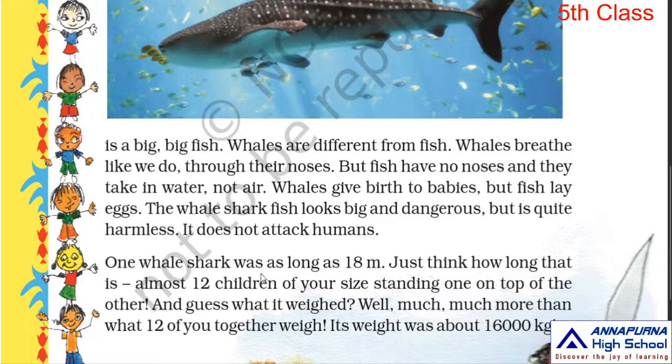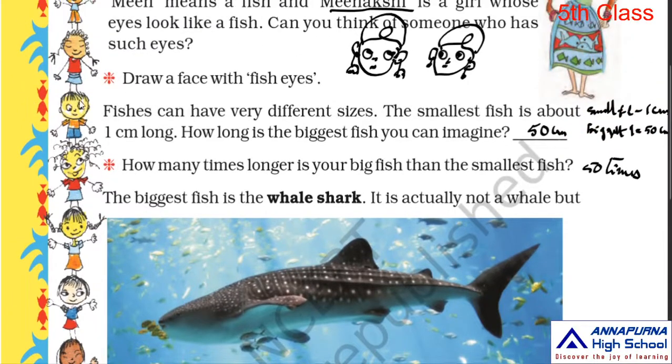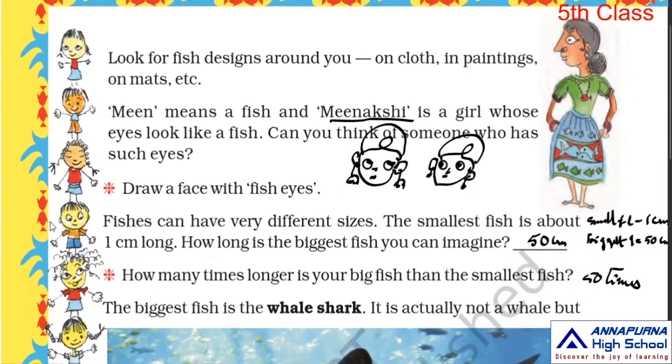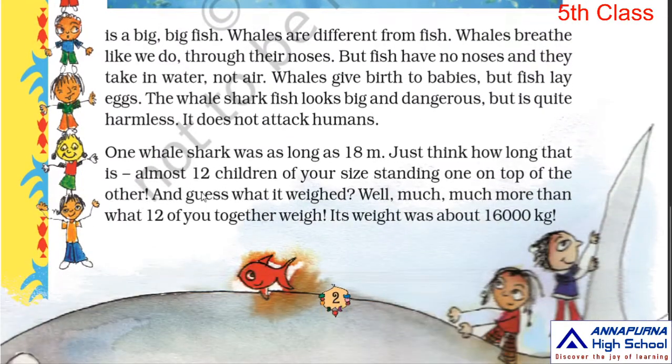One whale shark was as long as 18 meters. Just think how long that is. Almost 12 children of your size standing one on top of the other. So here, if you observe, 12 children are standing one upon the other.